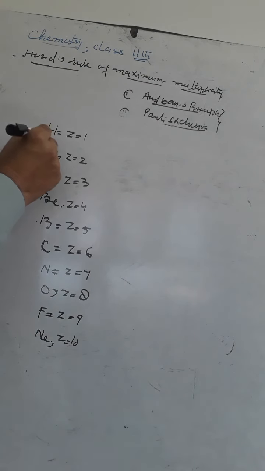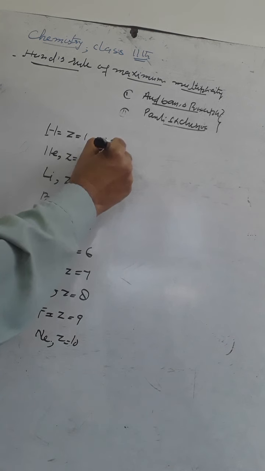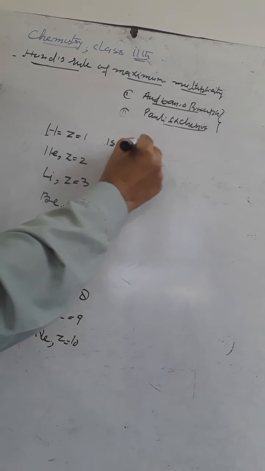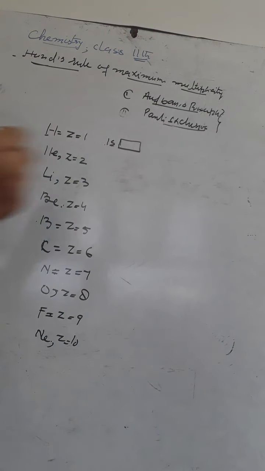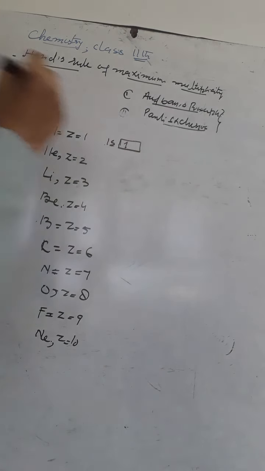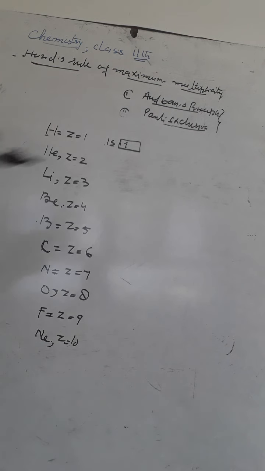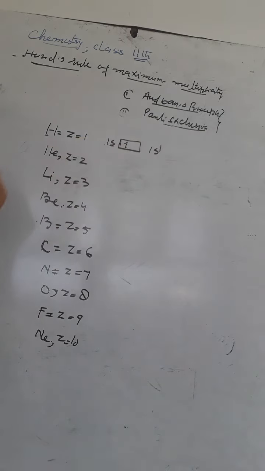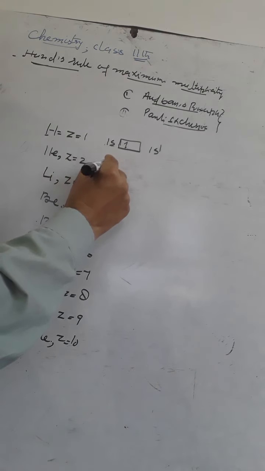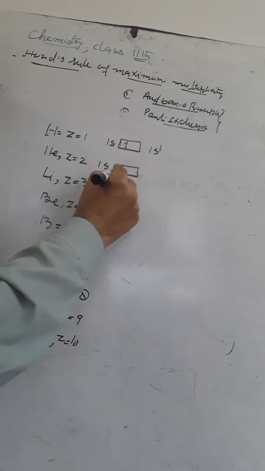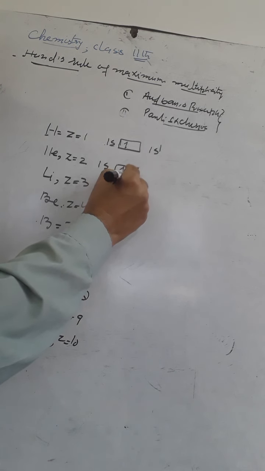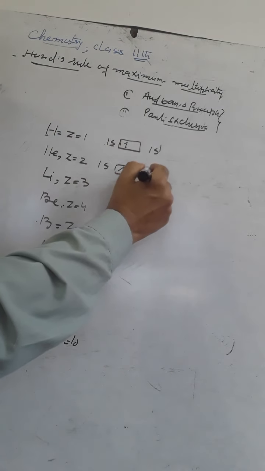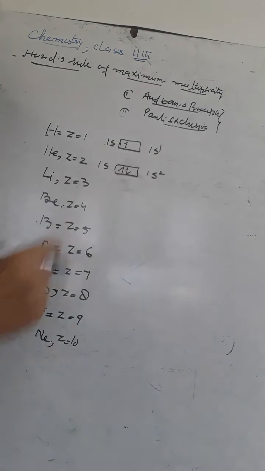Let us take the case of hydrogen. It is having 1s, isn't it? Let us represent its orbital by a box, and its electron goes to this orbital because it contains only one electron, so its configuration is 1s1. Now let me take the case of helium. It is 1s, then one box, and one orbital can accommodate two electrons. That means both go to 1s and the configuration becomes 1s2, right?